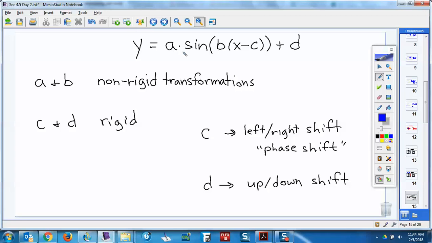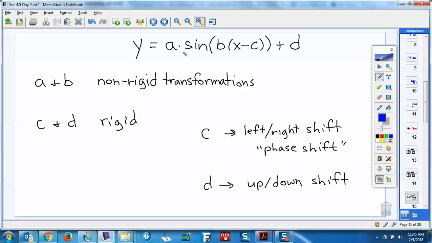All right. So what we were talking about there were non-rigid transformations, things that change the shape of the graph. The basic wave pattern's still the same, but they stretch it and compress it. Non-rigid transformations is what A and B do. So the amplitude, the period, the A and the B do that. So the C and the D are what we call rigid transformations, which we did in chapter 1, but this is just your shifting. When it's on the outside, like the D, that's an up and down shift. Outside affects the outputs. So the D is up and down. And the C is left, right.